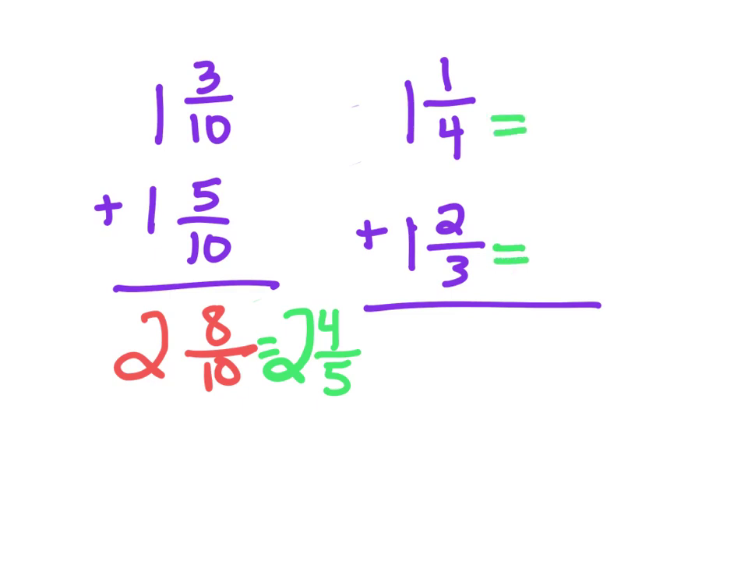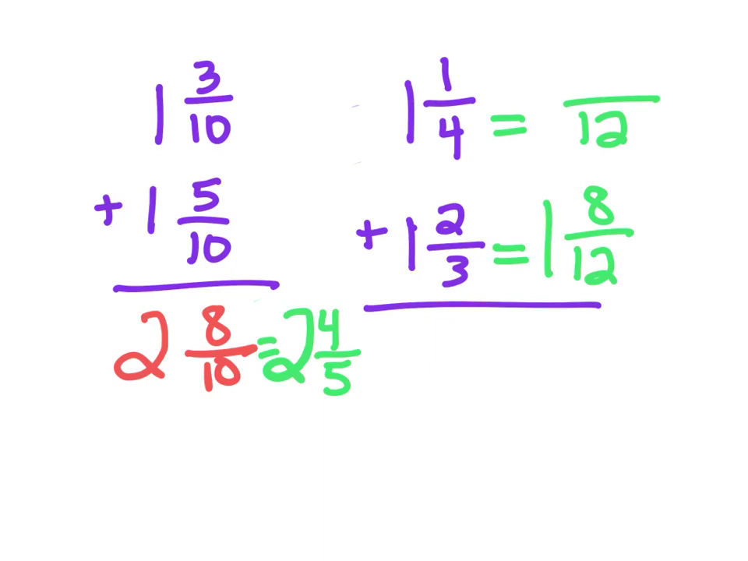Now we want to make sure that when we do this, we leave room to bring over our whole number so we do not forget those. Okay, so I'm going to turn both of these into 12ths fractions. So what times 3 gives us 12? 4. So if I multiplied by 4 in my denominator, I must do the same to the numerator. 4 times 2 is 8. So 1 2/3 is the same as 1 8/12.